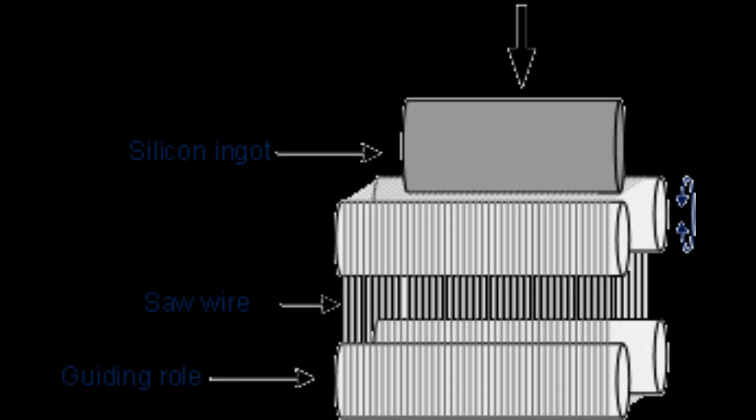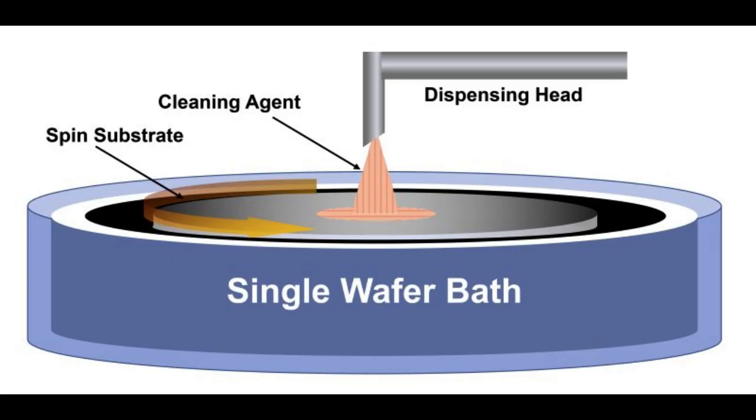2. Wafer slicing. The silicon ingot is then sliced into thin, circular discs called wafers using a diamond saw. These wafers typically have a diameter of 200 mm or 300 mm. 3. Wafer cleaning. The wafers undergo a series of cleaning steps to remove any impurities or contaminants from their surfaces. This ensures the quality and purity of the silicon material.